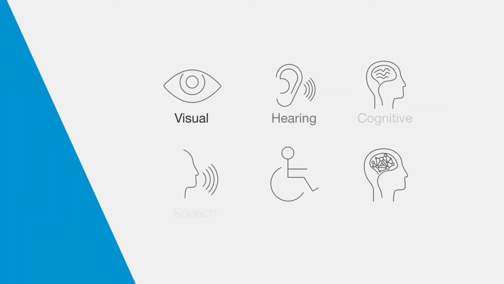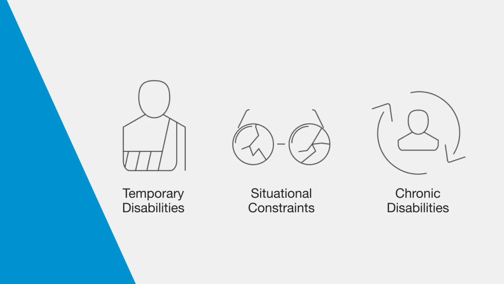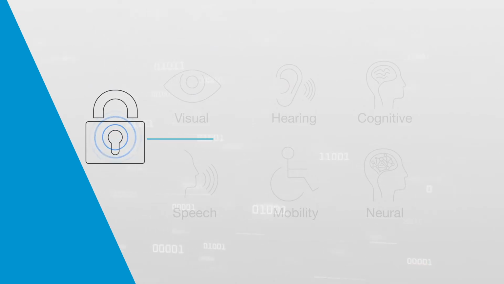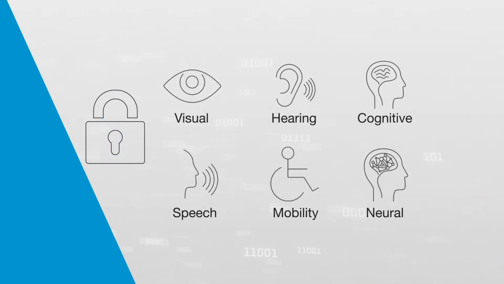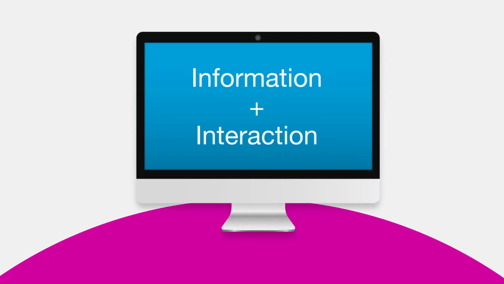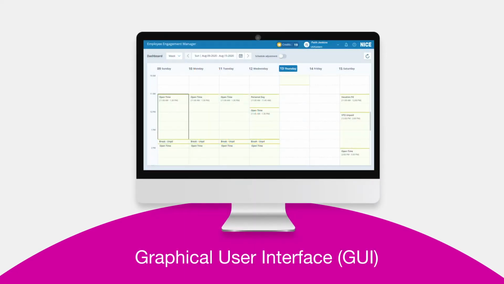Broadly speaking, accessibility refers to how technology is built to accommodate users with visual, motor, hearing, and cognitive disabilities. Accessibility features also accommodate people with temporary disabilities, situational constraints, and chronic disabilities. Designing for accessibility required us to consider how disabilities could limit a user's ability to access or interact with EEM content.